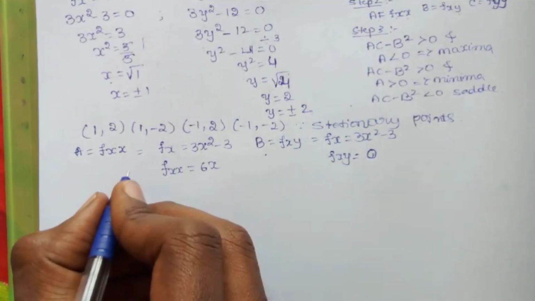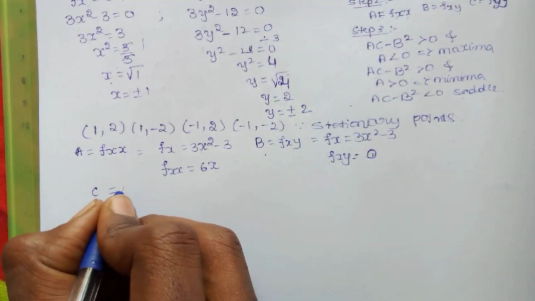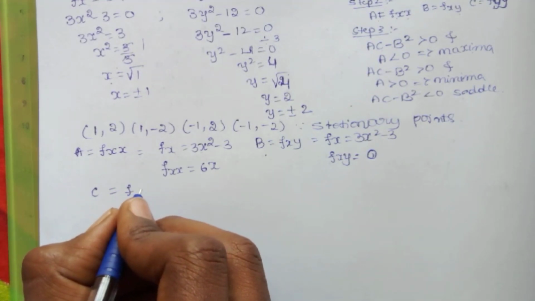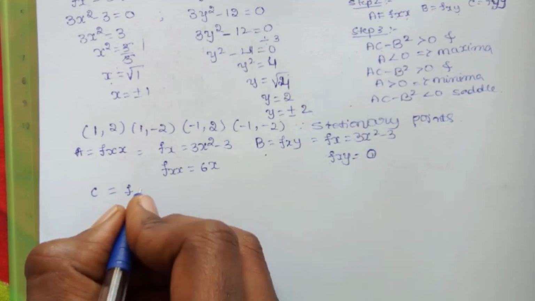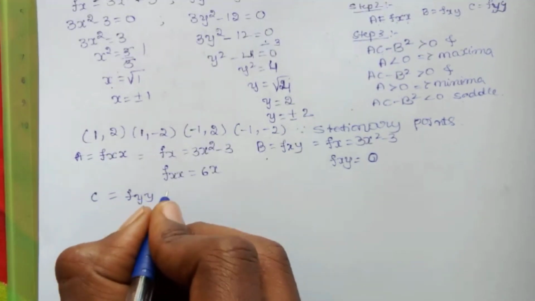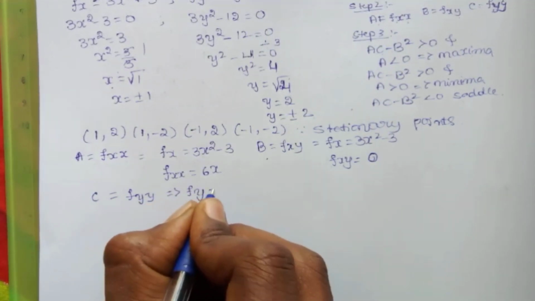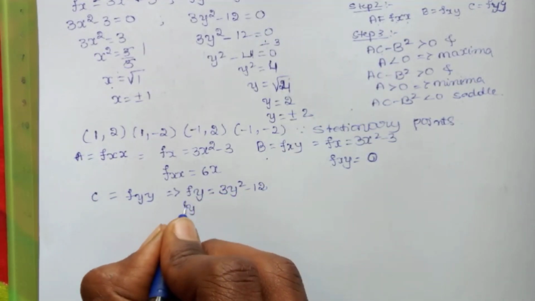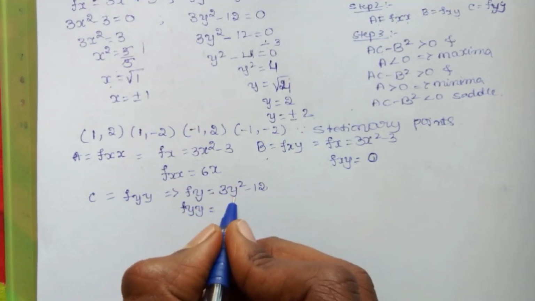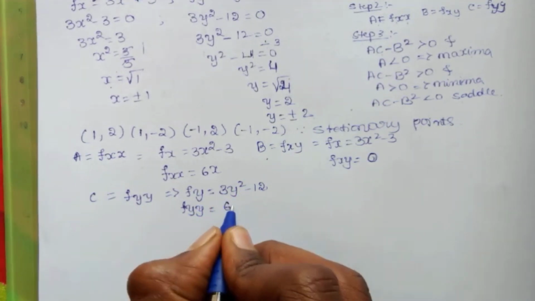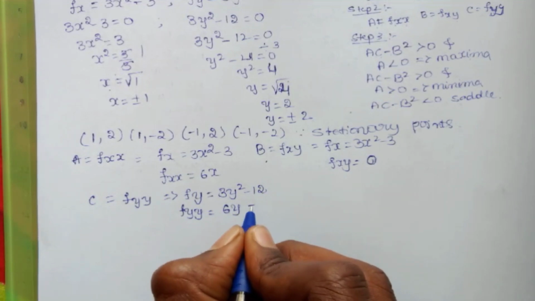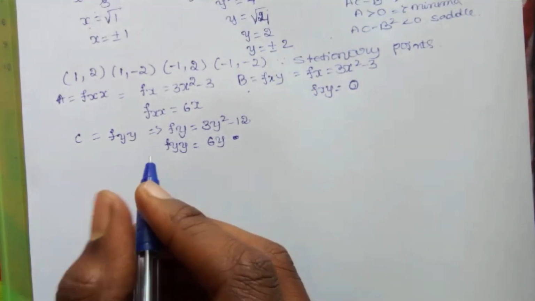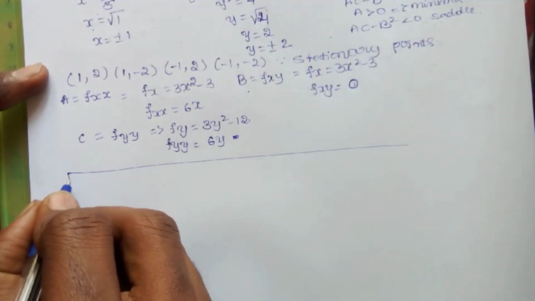Then consider c, that is c is equal to fyy. Let's consider fy. Fy is equal to 3y square minus 12, and fyy is the differentiation of this, which becomes 6y minus, there is no y, it becomes 0, so we get 6y. Okay, after getting a, b, c, we make one table.